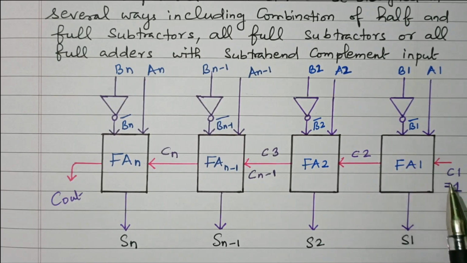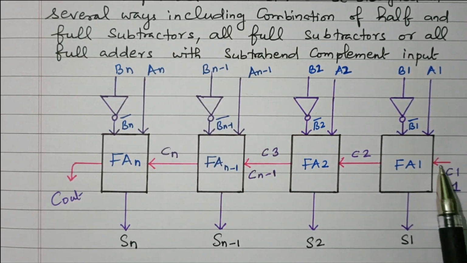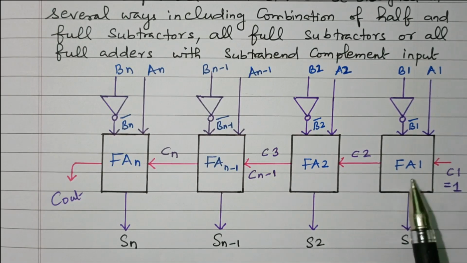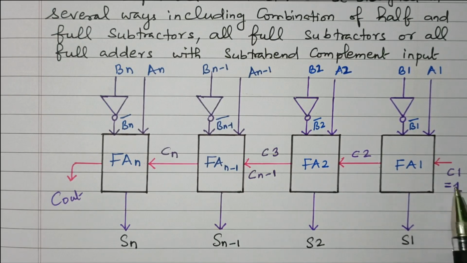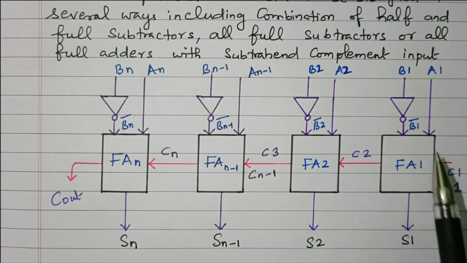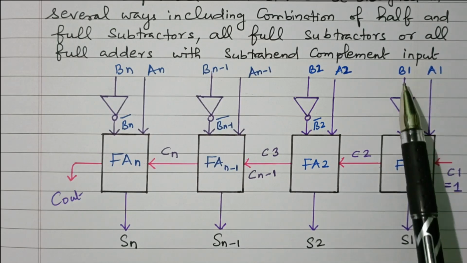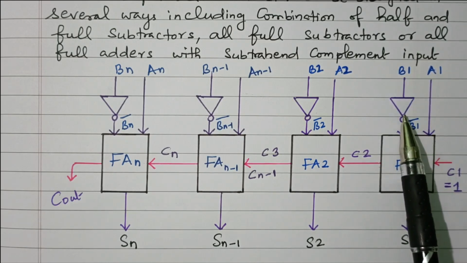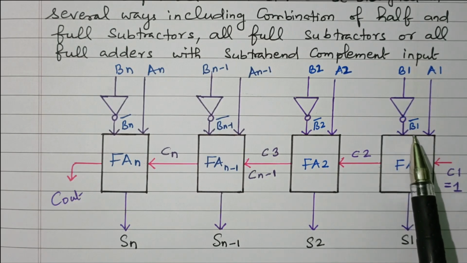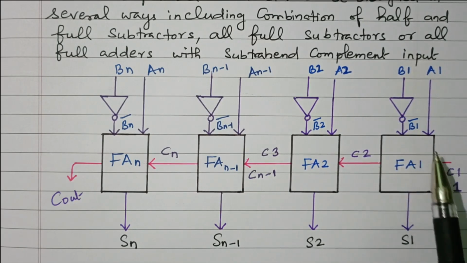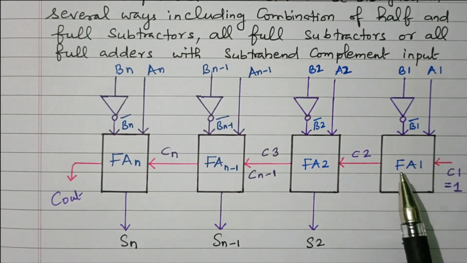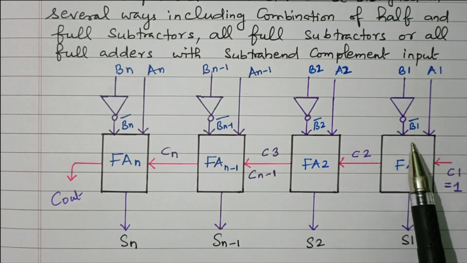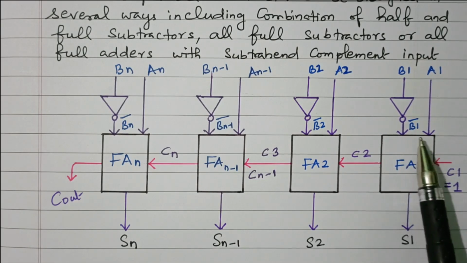That is the 1's complement. Here the C in is nothing but the carry in, right? A full adder has 3 inputs: 2 bits of the 2 numbers and one more, the carry. Here the carry is equal to 1. So 1 is added with the B bar, and that becomes the 2's complement, right? After going through the NOT gate, B1 becomes B1 bar, that is the 1's complement. By adding one more 1 with the carry, it becomes the 2's complement. So this is nothing but performing the 2's complement subtraction.